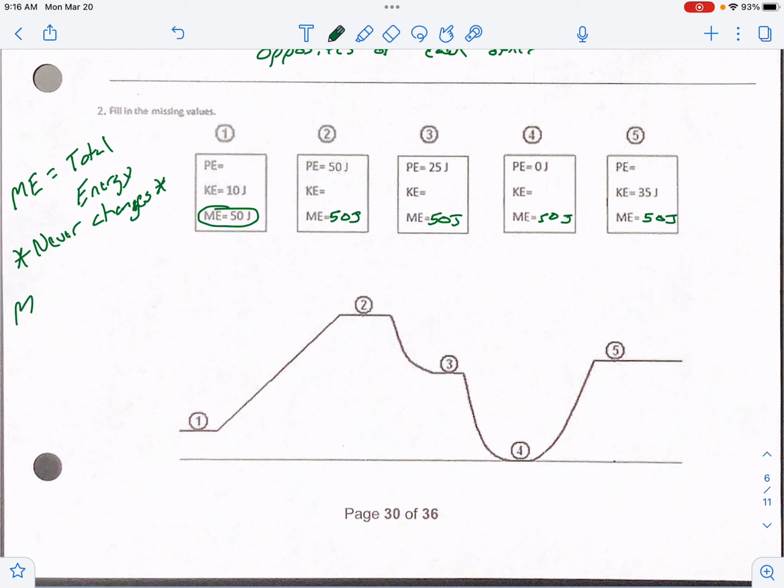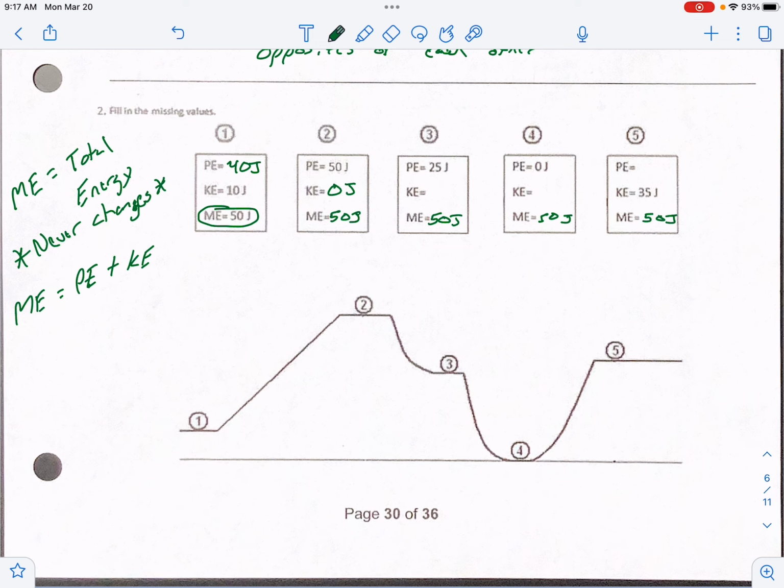Now, mechanical energy equals potential energy plus kinetic energy. Mechanical energy is never going to change. It's the potential and kinetic that can go back and forth. In number 1, I see my total energy is 50 and my kinetic energy is 10. So what plus 10 would give me 50? Well, that means my potential energy would be 40 joules. Number 2, potential energy is 50 joules, and my mechanical energy is going to be 50. So 50 plus what equals 50? That means I have 0 joules for kinetic energy.